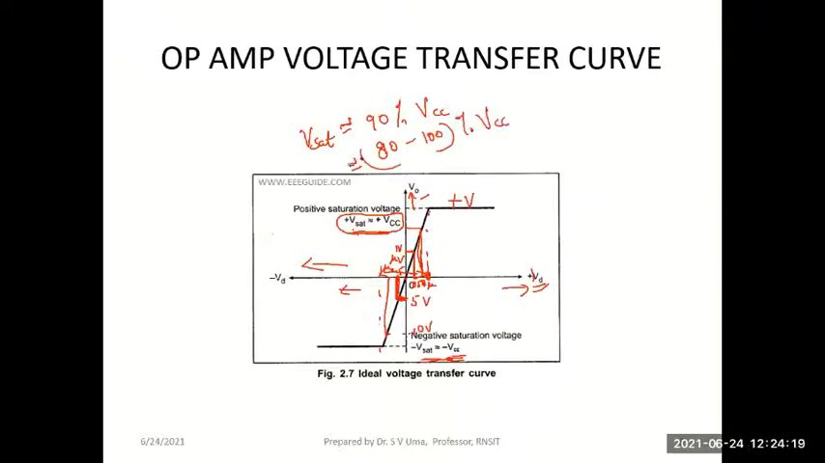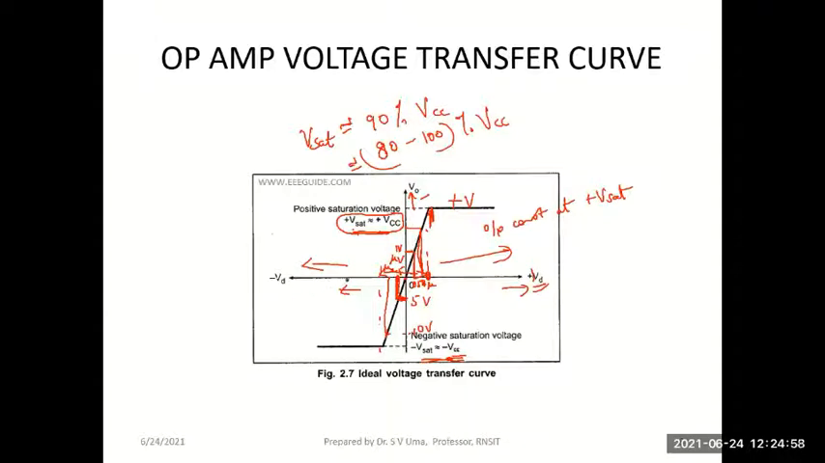So you shouldn't be doubtful when it is just 80%, and sometimes it will be nearing 100. Whatever VCC I've given, if I've given 12 volts, you'll get the maximum saturation output voltage as nearly 12 volts. Even if there are any changes in differential voltage after this point, the output will remain constant. Output remains constant at plus VSAT, the positive saturation.